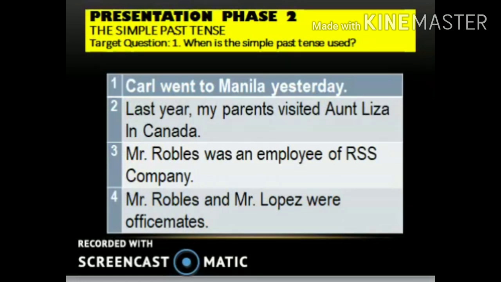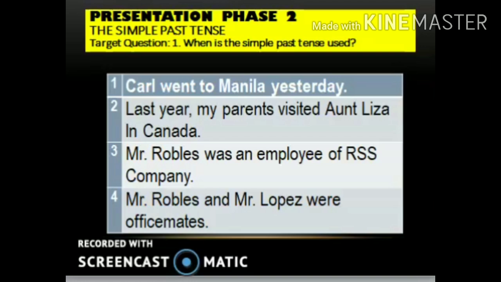Let's talk about the simple past tense. A sentence may express an action or condition. In the chart shown are examples of sentences in the simple past tense. Among these 4 sentences shown, which do you think expresses a past action and which expresses a past condition?